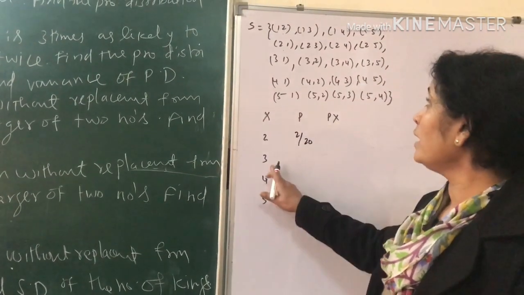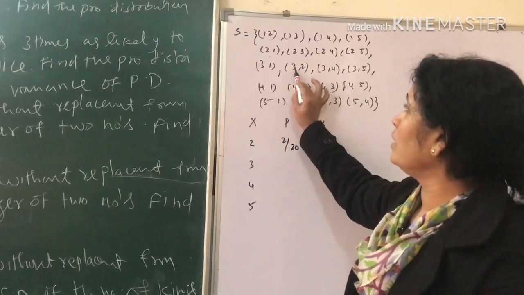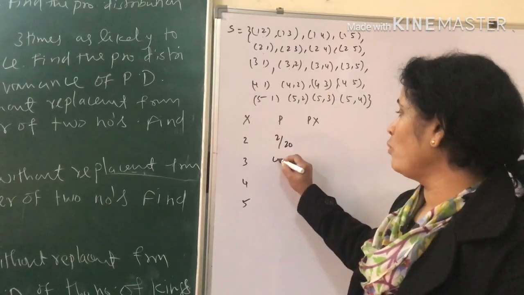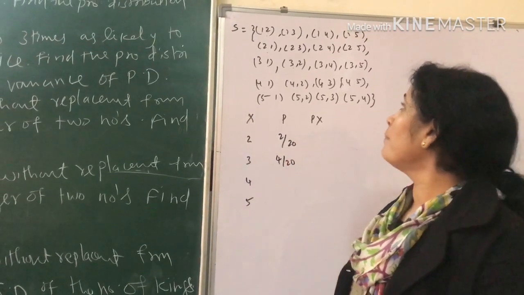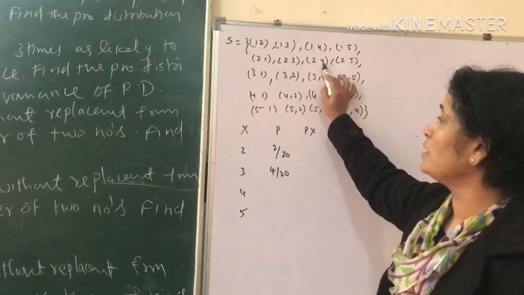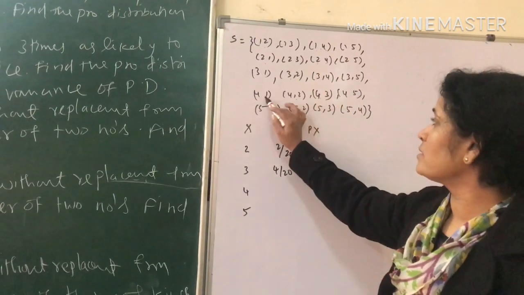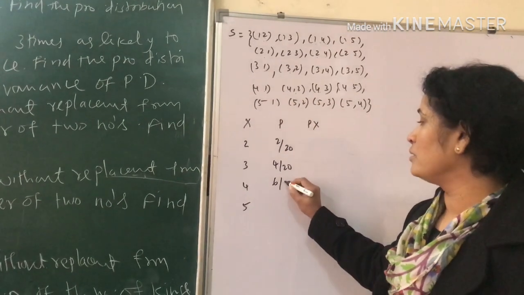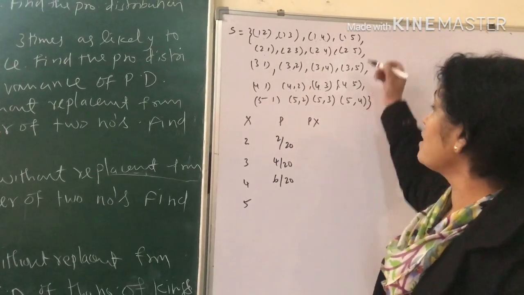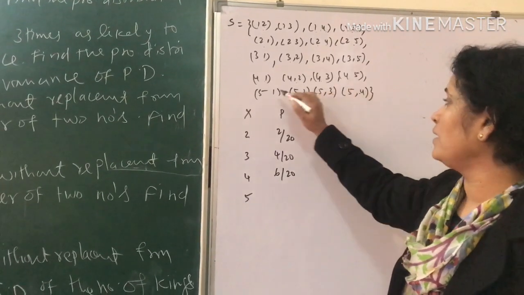Clear? Now 3 is the larger number. See 1, 2, 3, 4. 4 out of 20. Now 4 is the larger number. Here, out of these 4 is larger, out of this 4 is larger. 1, 2, 3, 4, 5, 6. 6 out of how much? 20. Then 5 is larger. Now corner one. 1, 2, 3, 4, 5, 6, 7, 8.